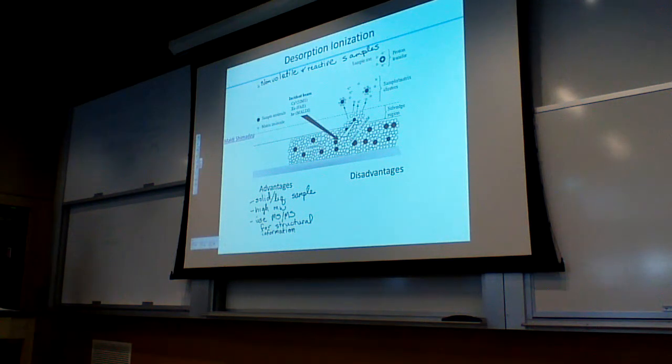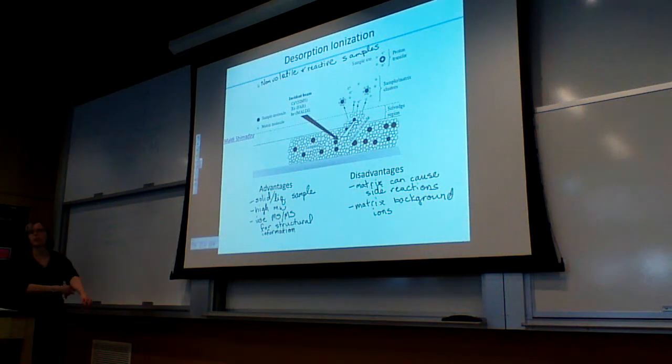And disadvantages, your matrix can cause side reactions. And your matrix background ions can be a problem as well. So if you're kicking out some of the matrix and it's getting charges, they're going to show up in your mass spec as well as the proton, or the sample you're looking at.